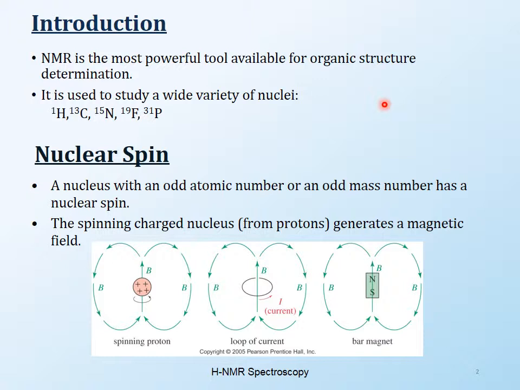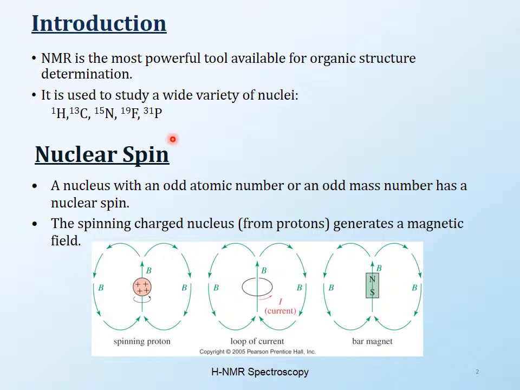IR will help you determine the functional group. UV-Vis will help you determine a little bit about conjugation, and then mass spec gives you the mass, but none of those techniques will give you the actual organic structure, how carbon is bonded to which carbon and how many hydrogens it has. But NMR actually does that for us. It gives you the exact structure. So organic chemists really find this the most useful tool for determining the structure.